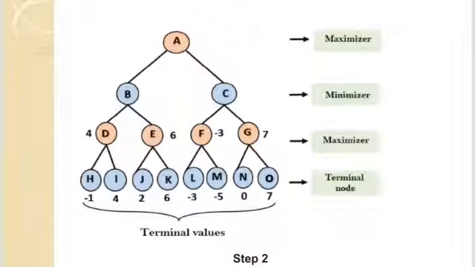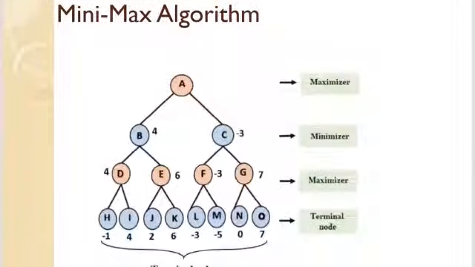For step 2, for -1 and 4, what will be the value of the maximizer? That is 4 for D. From 2 and 6, what will be the value of the maximizer? That is the max value, 6. For the L and M terminal nodes, -3 and -5, what will be the max value? That is -3. For 0 and 7, what will be the value of max? That is 7. Exactly.